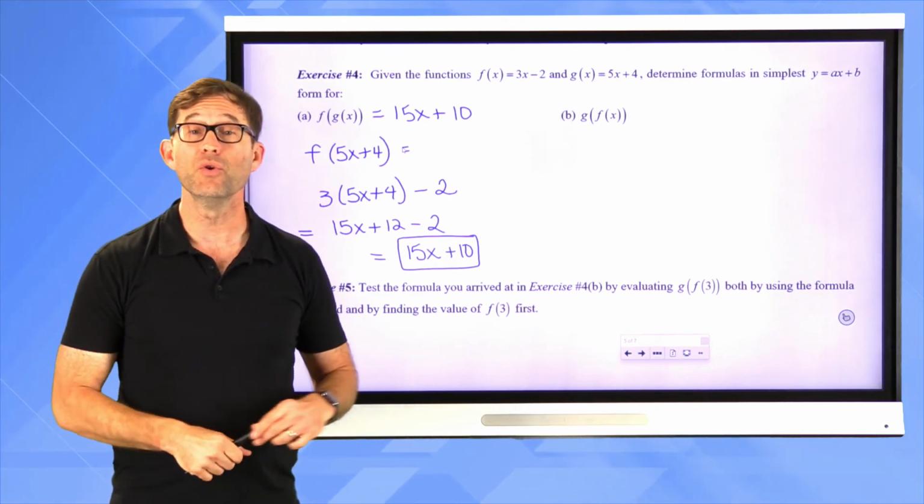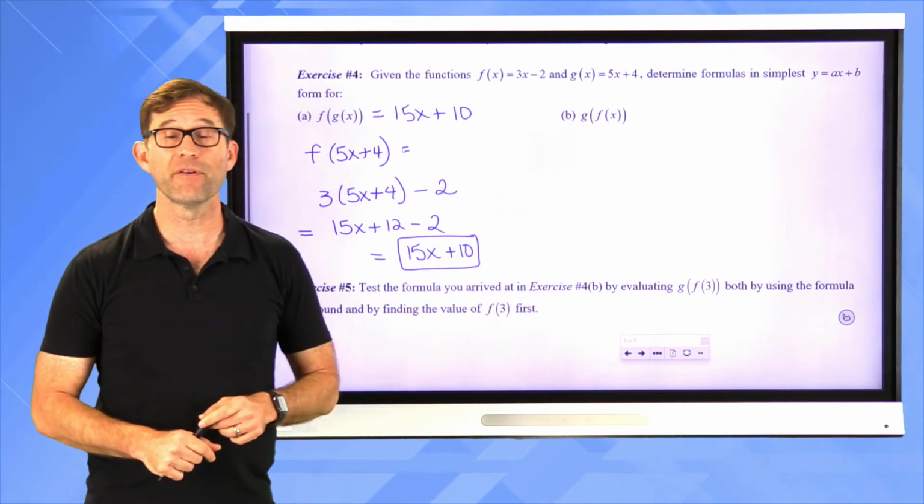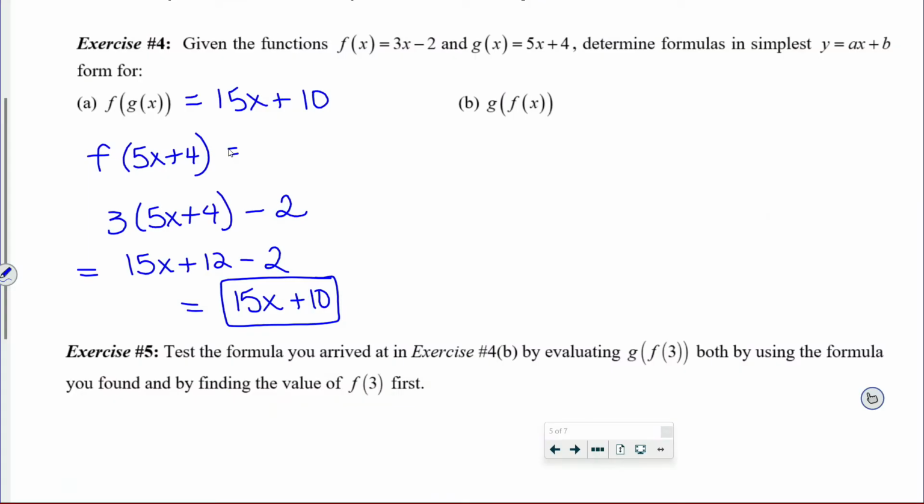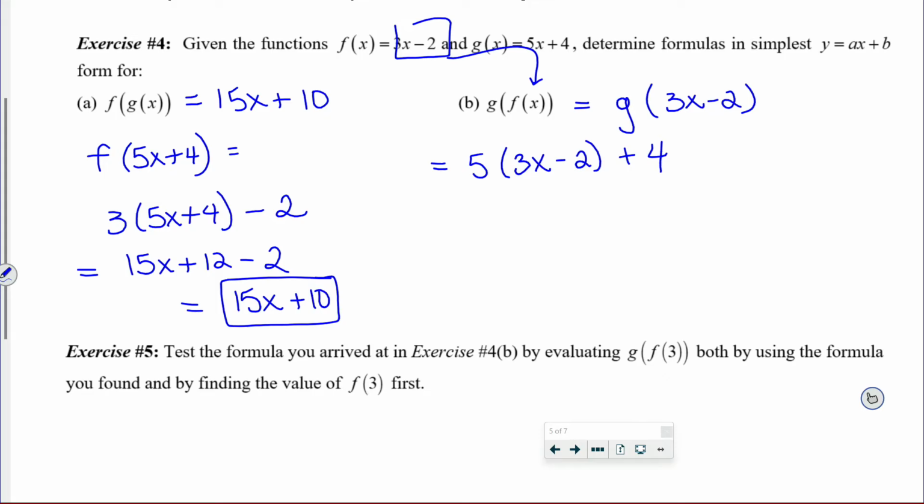See if in letter B you can come up with a formula for g of f of x. All right, let's do it. Well, g of f of x is the same as g of 3x minus 2. In other words, f of x is 3x minus 2. I'm just putting it in there. Well, what does the function g do? The function g takes the input, multiplies it by 5, and then adds 4 to it. So when I do that, I'll get 15x minus 10 plus 4, and that will be 15x minus 6.